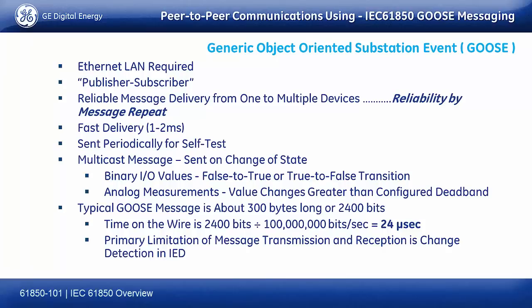Kind of stuff. Now, when I talked about change of state, of course, you can put two kinds of data in a GOOSE message. Binary values, right? A change of state is true to false and false to true, right? On and off, that change of state. As well as analog measurements. I can actually put phasor quantities, magnitudes of currents and voltages or angles of currents and voltages in there. And of course, the change of state is when those values change greater than a configured deadband, right? And I'll talk about deadband in a little bit, right?